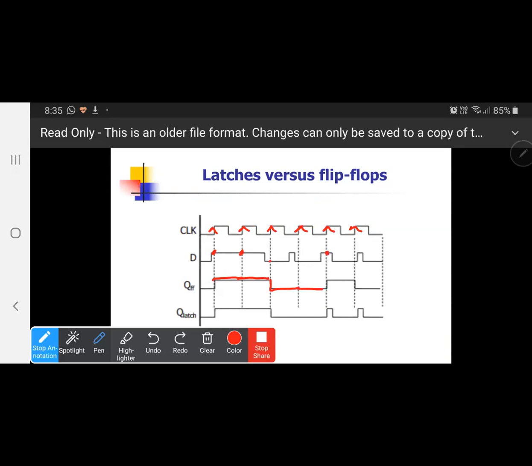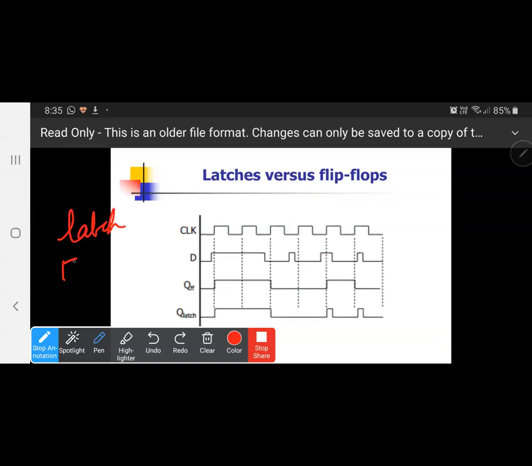Here, look, D is 1. So I will not check what is in between. I will check only at that instant, at the edge. It is called edge triggering, the flip-flop. If it is 1, so 1. If it is 0, so it is 0. That is the flip-flop. But for the latches, what is the difference?